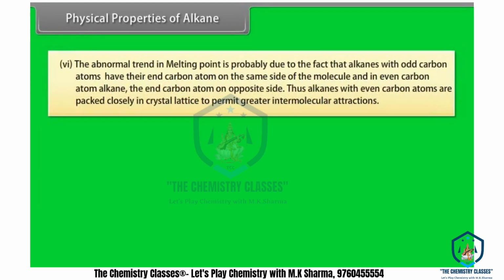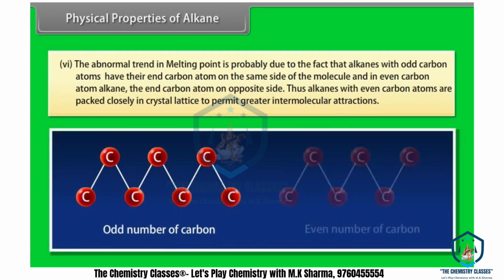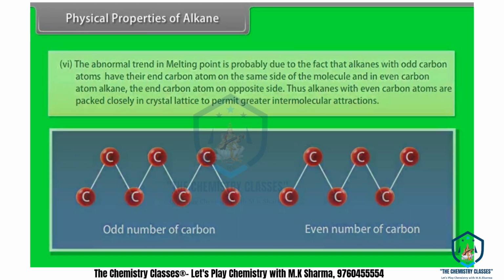Number 6. The abnormal trend in melting point is probably due to the fact that in alkanes with odd carbon atoms, the end carbon atoms are on the same side of the molecule, and in even-carbon alkanes, the end carbon atoms are on opposite sides. Thus, alkanes with even carbon atoms are packed closely in the crystal lattice, permitting greater intermolecular attractions.